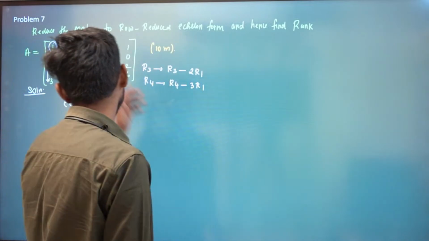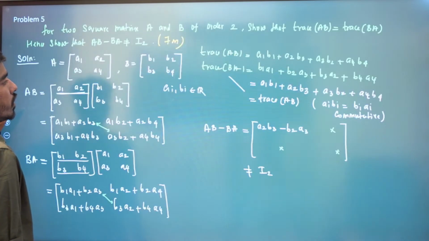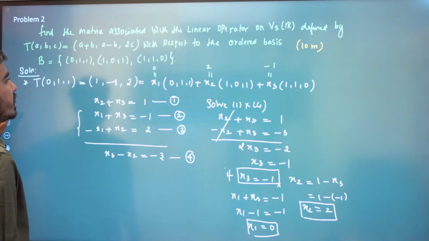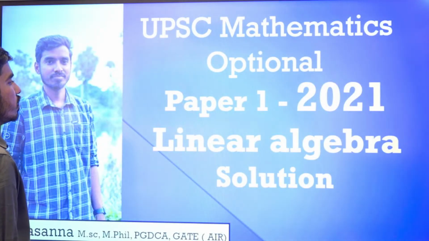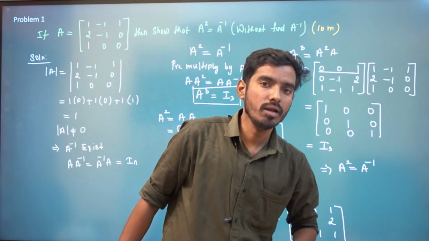So in this video, we have solved 7 problems from the 2021 paper. All are very easy problems. You can easily get 70 marks if you are good in concepts, right? In the next video, we will solve the 2020 paper.